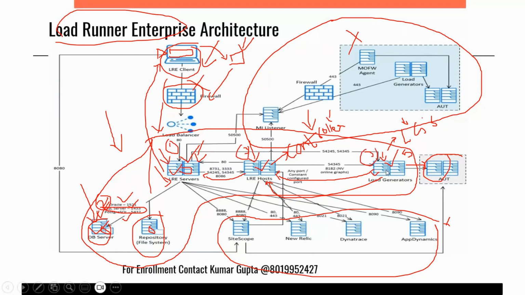But in the real world, the controller will be one machine and LGs will be multiple machines. You might have 10 LGs or 20 LGs, but bare minimum in the real world, you will need four machines. One is for the LRE server, one is for the DB server, one is for the controller, which is the LRE host, and one is for the load generator. But if your company cannot afford four machines, you can put both your controller and LG on the same machine. Okay, but that will be a little tricky.